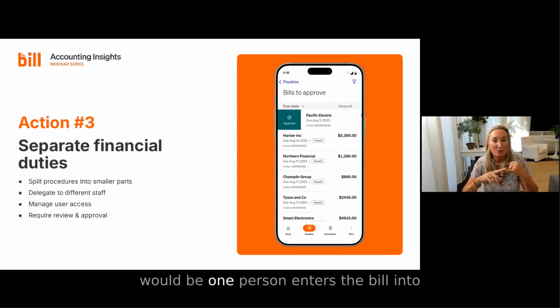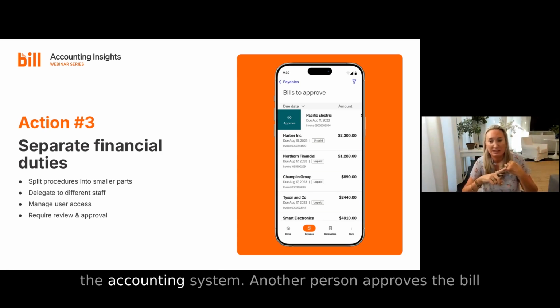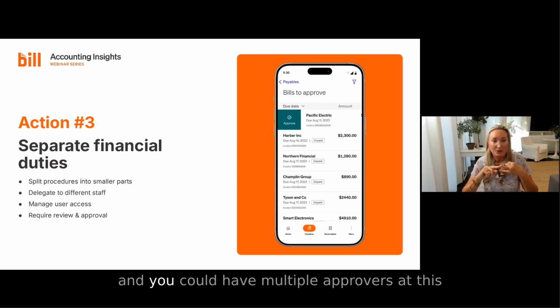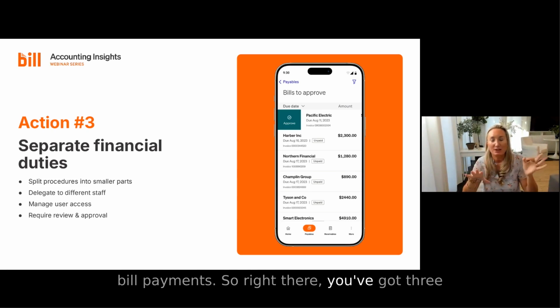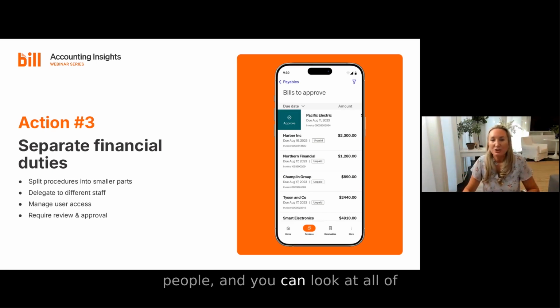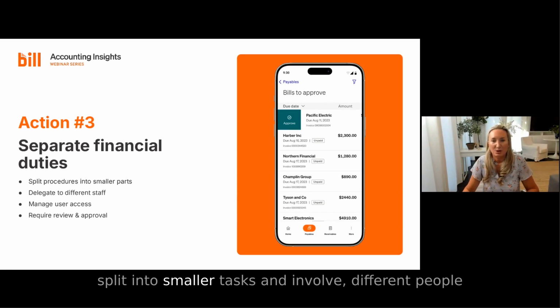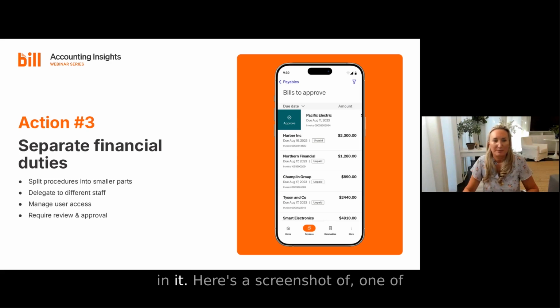Process number 1 would be one person enters the bill into the accounting system. Another person approves the bill, and you could have multiple approvers at this point. And then the third person schedules the bill payments. So right there, you've got 3 people. You've split a task into 3 different people. And you can look at all of your processes and determine which ones you can split into smaller tasks and involve different people in it.